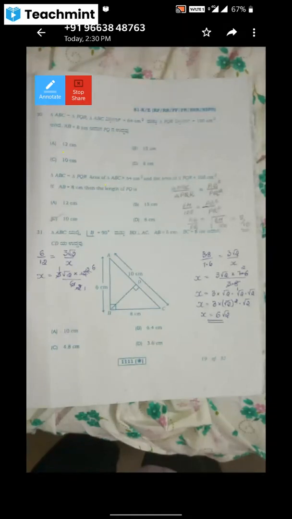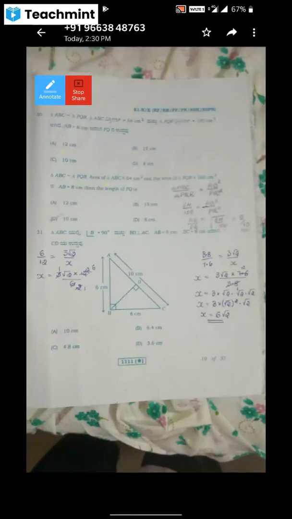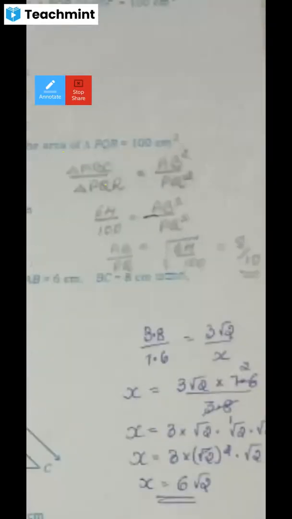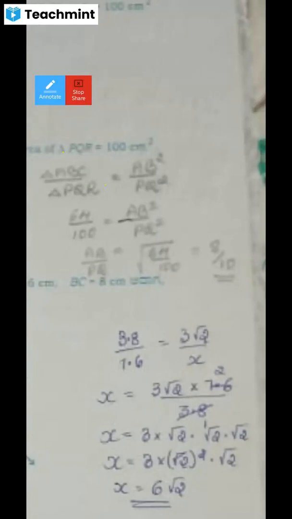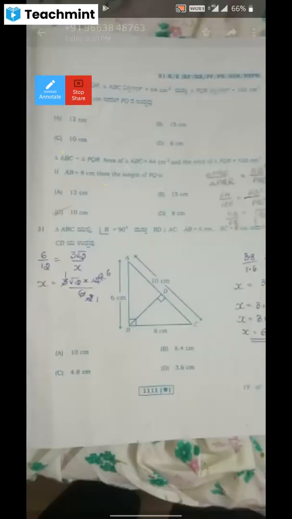Otherwise, you can write 64 divided by 100 is equal to 8 square divided by PQ square. Here we found that the area of triangle ABC divided by the area of PQR is equal to AB square by PQ square, that is 64 divided by 100. So AB divided by PQ is equal to 8 by 10. AB is 8, which I have already given, so PQ is 10. So option C is the right answer.